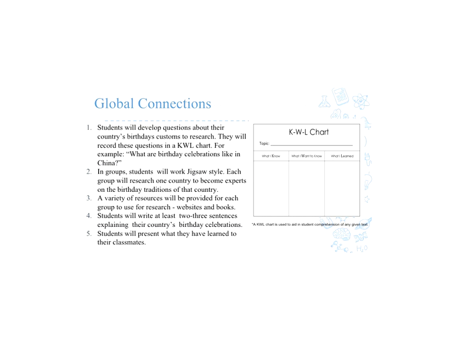For the lesson that we would do for global connections, as previously mentioned, we would be using a KWL chart. Students would develop questions about their country's birthday customs to research. They would put the questions with what they want to know in the middle of the chart and what they know about their own birthday in the far left column.